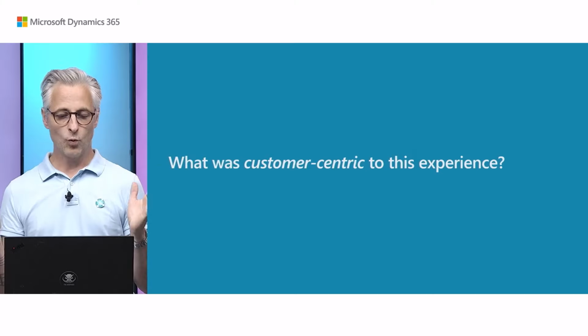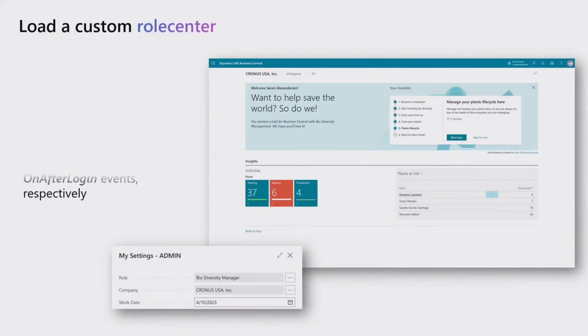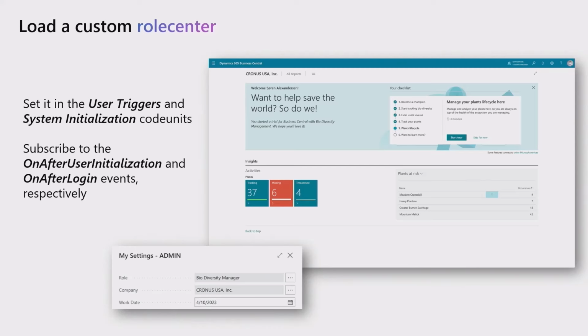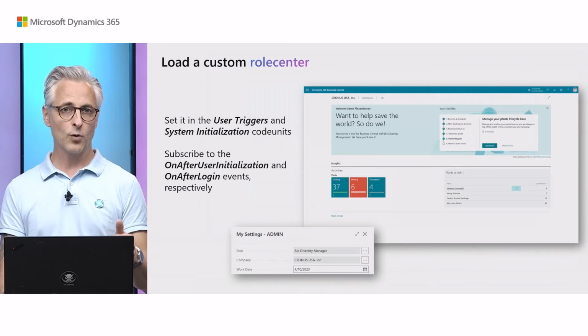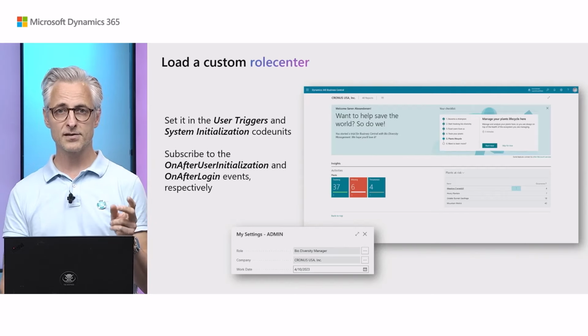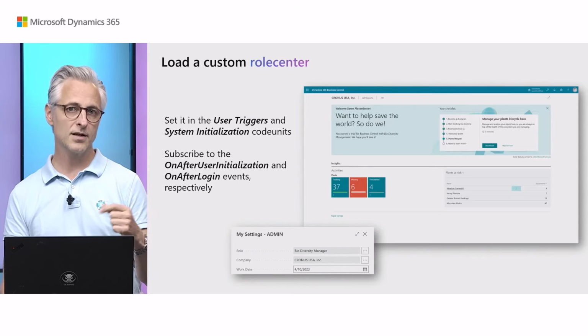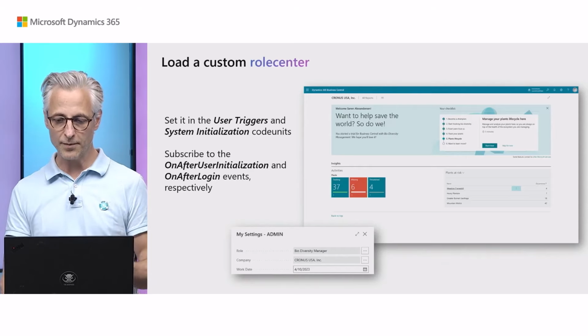So, what was actually customer-centric to this experience that you just saw? Well, first of all, we loaded a customer role center. There's a few things that are important for doing that. So we loaded the customer role center, we attached it to a role, and we set that role for the current user before they signed in. So you see here the events that are necessary to subscribe to make that happen. You can also see that in the code of the sample app.